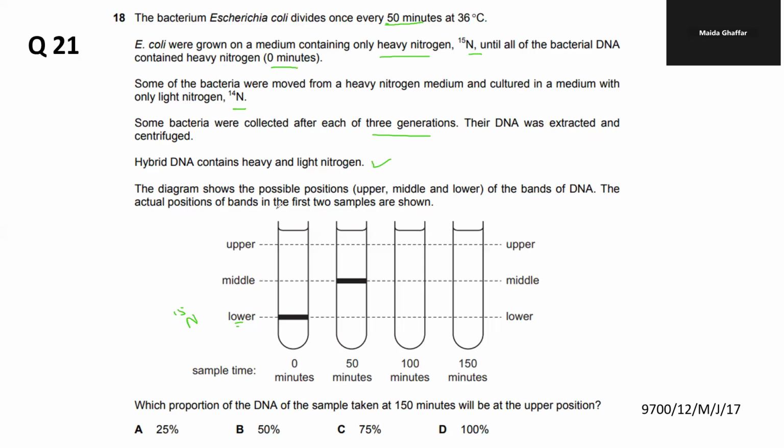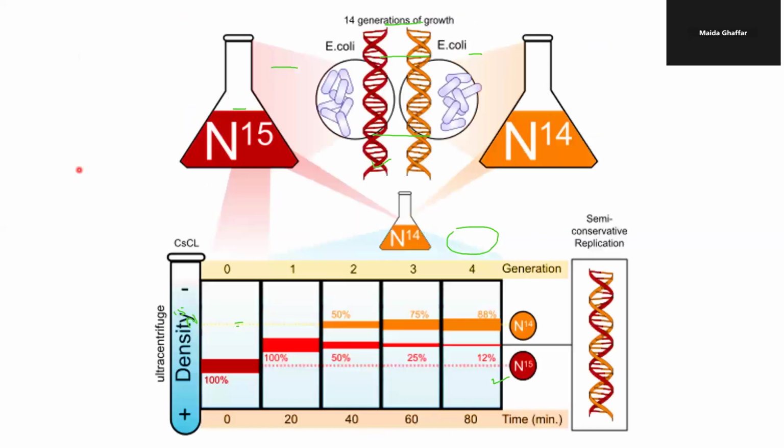The actual position of the bands in the first two samples is shown, and here you are supposed to identify that. Which proportion of DNA of the sample taken at 150 minutes, which is the last one given, will be at the upper position? At this position, you are supposed to identify that. So before proceeding towards the answer, just have a look and give a recap of the concept.